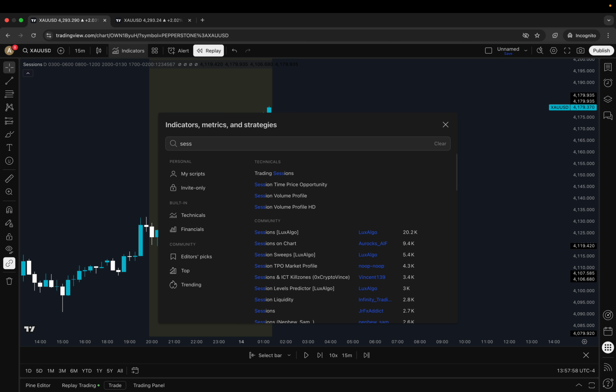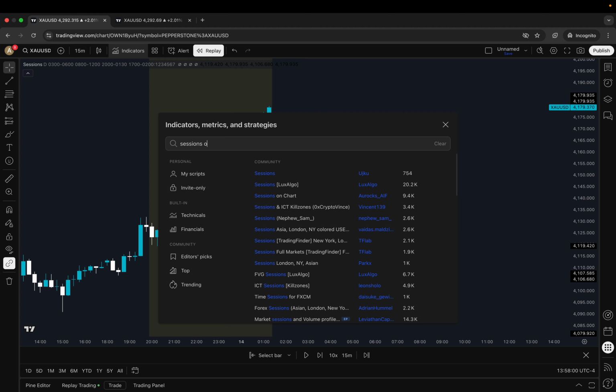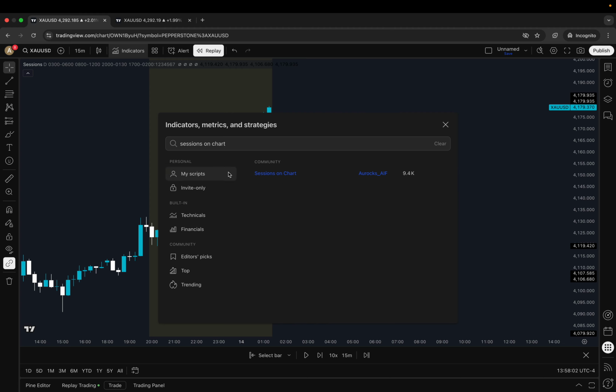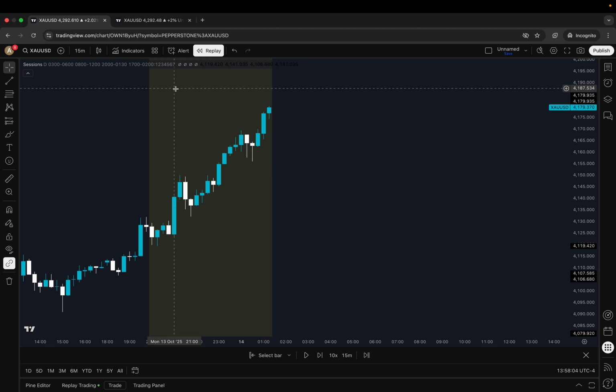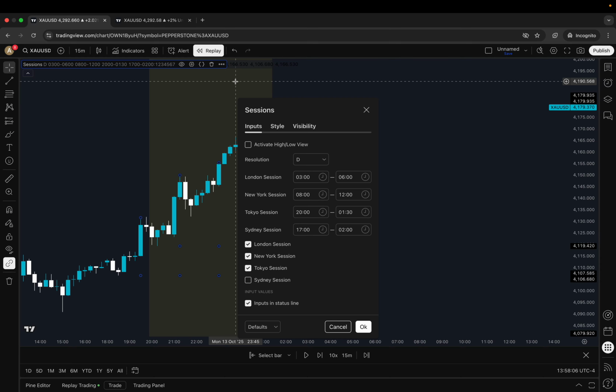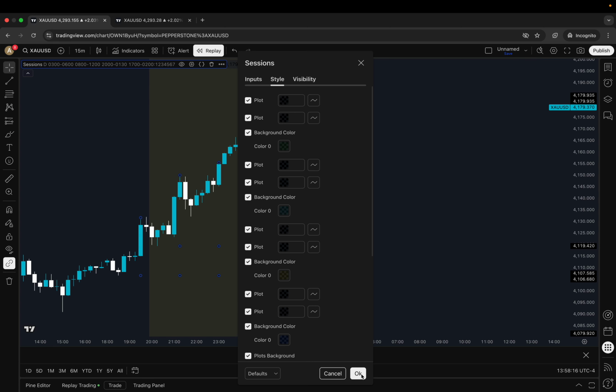I'll just show you guys right now. On chart, it's the top one right here. Once you've added it, just follow my settings. So for London, 3 till 6, New York 8 till 12, and Tokyo, which is your Asia session, is 8 till 1:30 a.m. Turn these on and choose your colors.